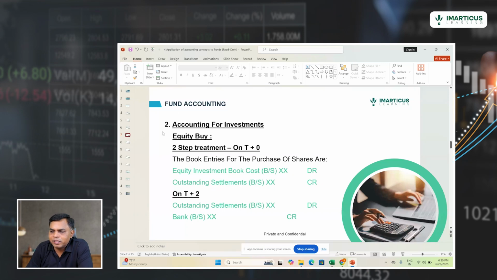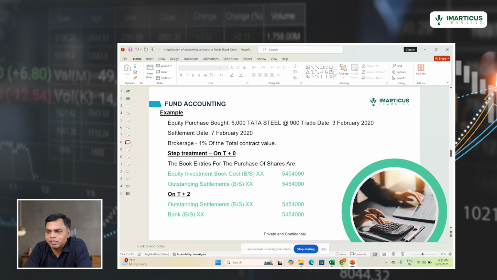Now let's take an example. Let's say they bought equity for cash. On the day of T+0, where the trade is registered or booked, you pass the entry. The entry will be equity account debit to outstanding settlements. Why do we say outstanding settlements? Because settlement is not done. And on the date of settlement, that is on T+2, you pass the entry as outstanding settlements account to bank account. So ultimately this is how the entries are passed whenever there is a purchase of equity.